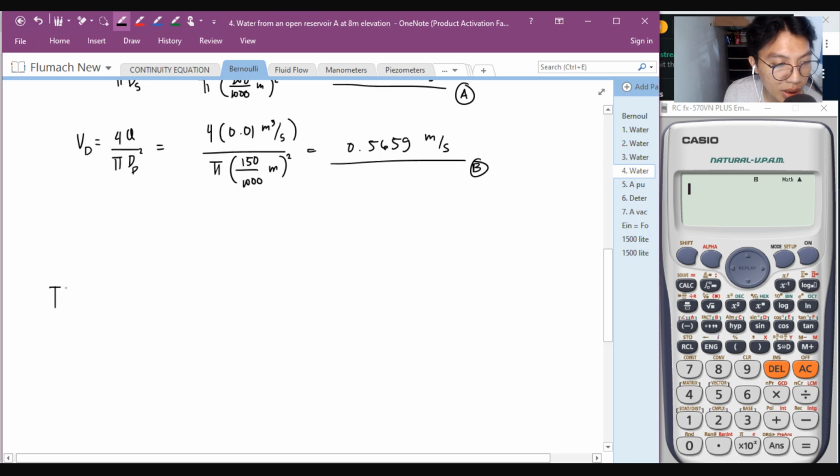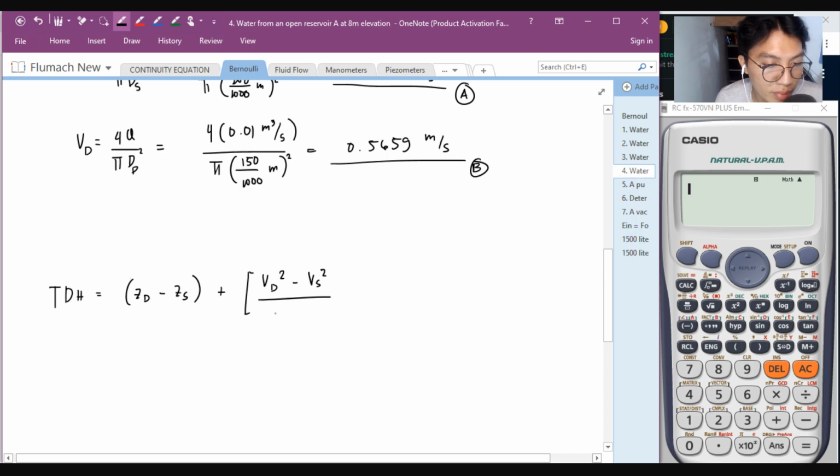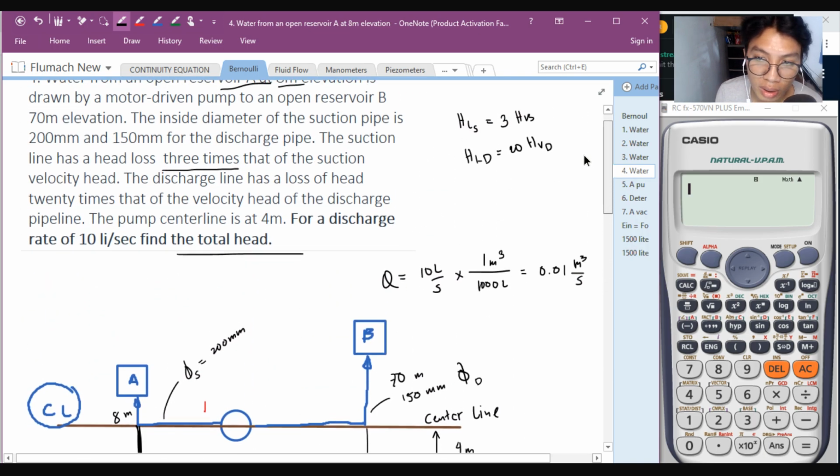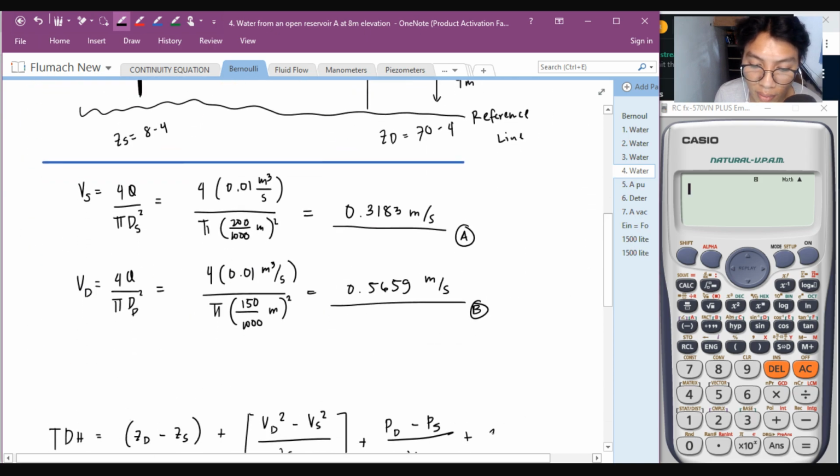Now, total dynamic head there is equal to ZD minus ZS, okay, plus VD squared minus VS squared over 2G plus PD minus PS over gamma plus yung head loss natin dito. Head loss na 3 nung HS, thrice of the velocity head ng suction, plus 20 nung velocity head ng discharge.